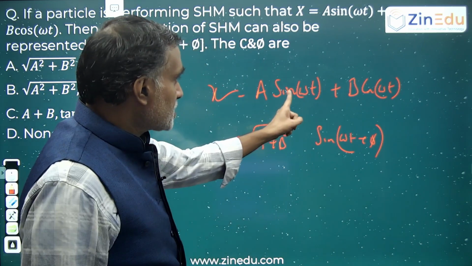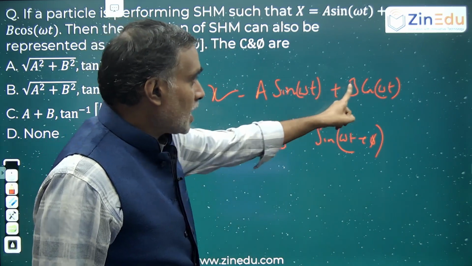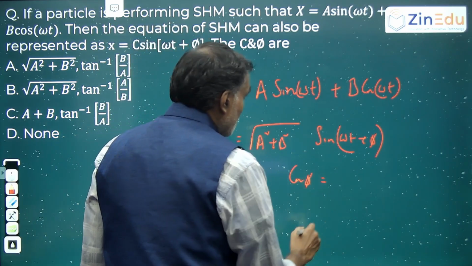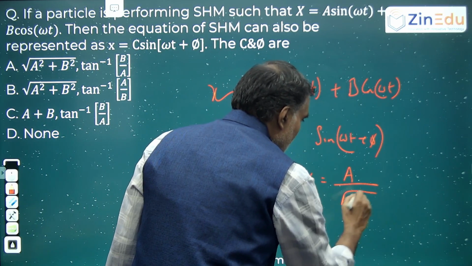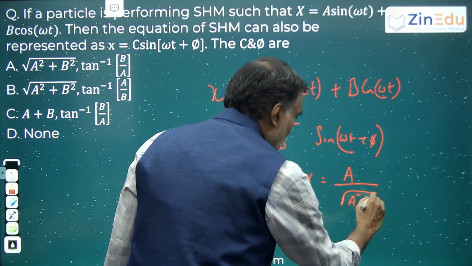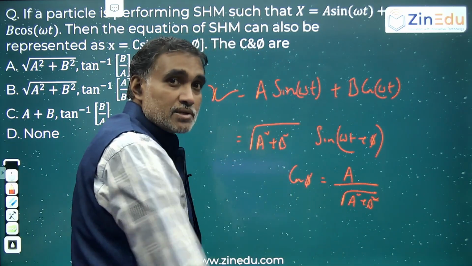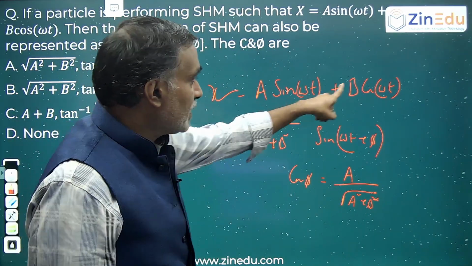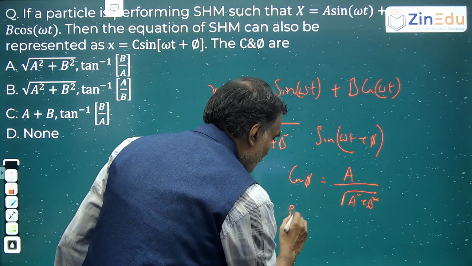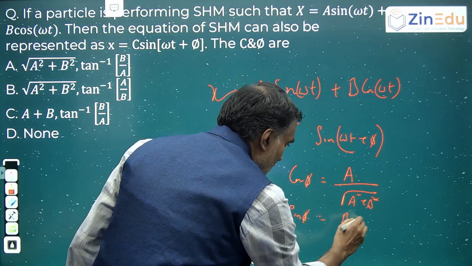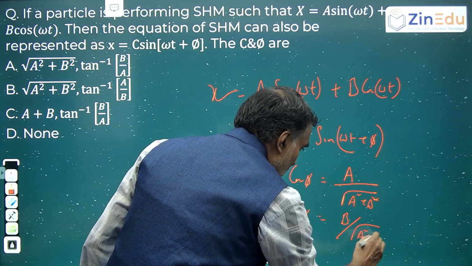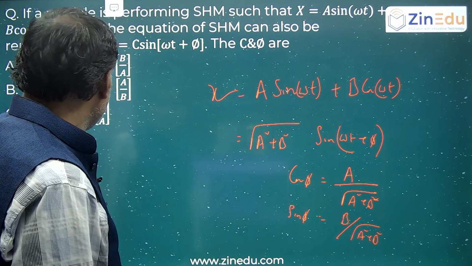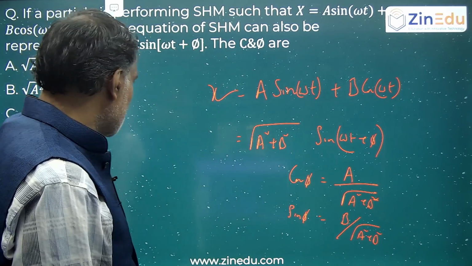Then this is sin omega t cos phi plus cos omega t sin phi. So what is cos phi? It is a by root of a square plus b square, since you are multiplying and dividing by root of a square plus b square here. What is sin phi? It is b by root of a square plus b square. What is tan phi? B by A. So phi is tan inverse b by a, and C is root of a square plus b square.